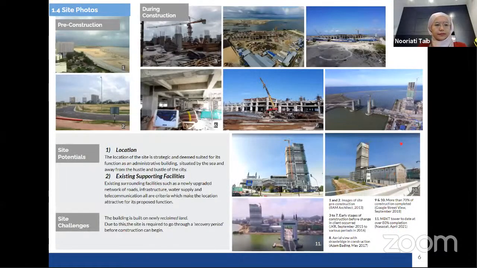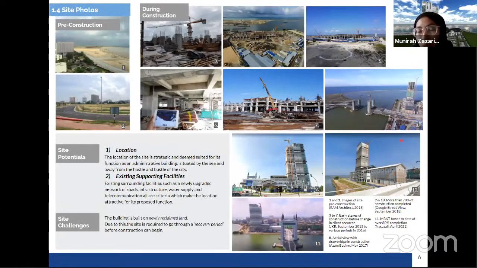So here are some photos of the site. On the left are photos before construction, and on the right side are photos throughout construction. Next.